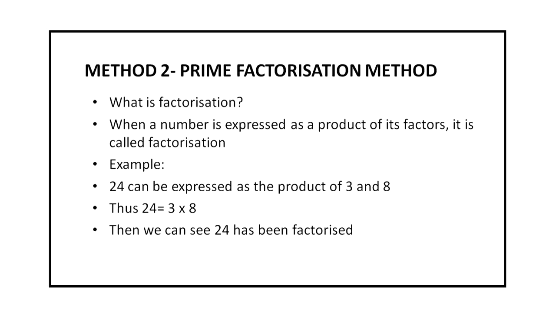When a number is expressed as a product of its factors, it is called factorization. Example, we can see that the number 24 can be expressed as the product of 3 and 8. 3 and 8 are the factors of the number 24. Whenever we are able to represent a number using the product of its factors, it is called factorization. Thus, we can write 24 as 3 into 8, and this is how the number 24 has been factorized.